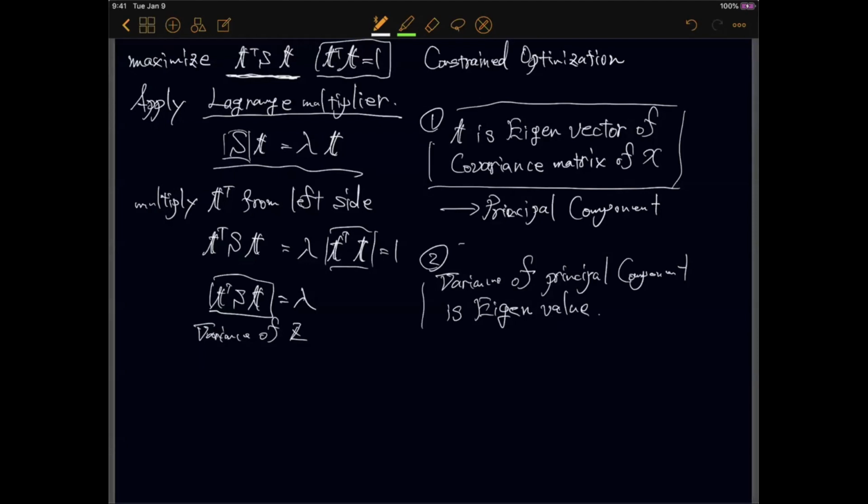That's a second important result from principal component analysis. Not only is the vector which maximizes the variance of Z the eigenvector of the covariance matrix of X, but also the variance of the principal component is the eigenvalue. That's an important result from principal component analysis. So okay, I'll explain with a graph.